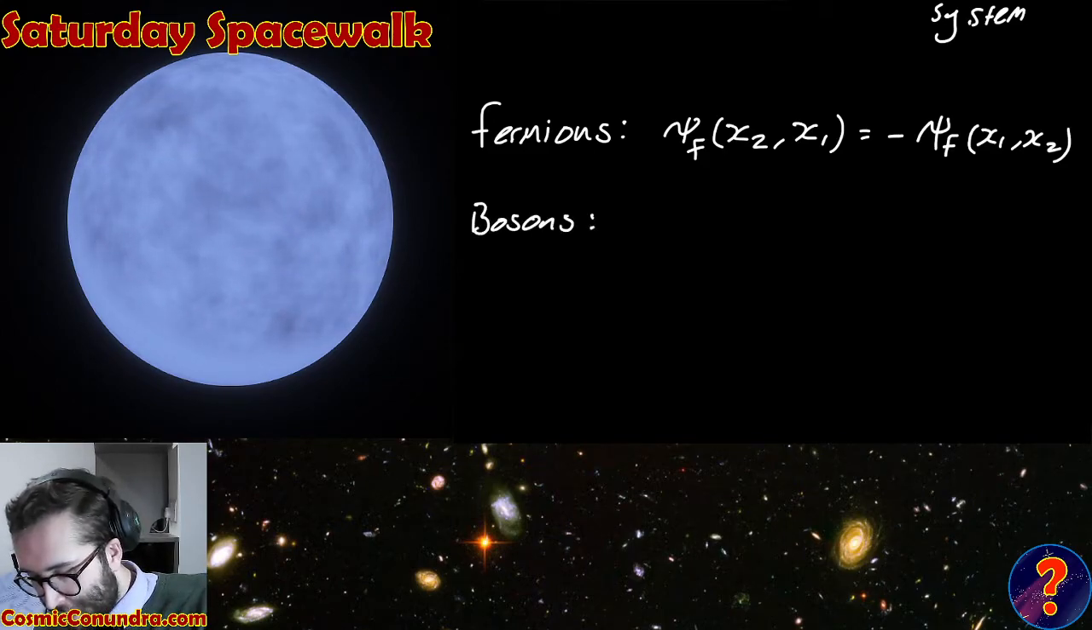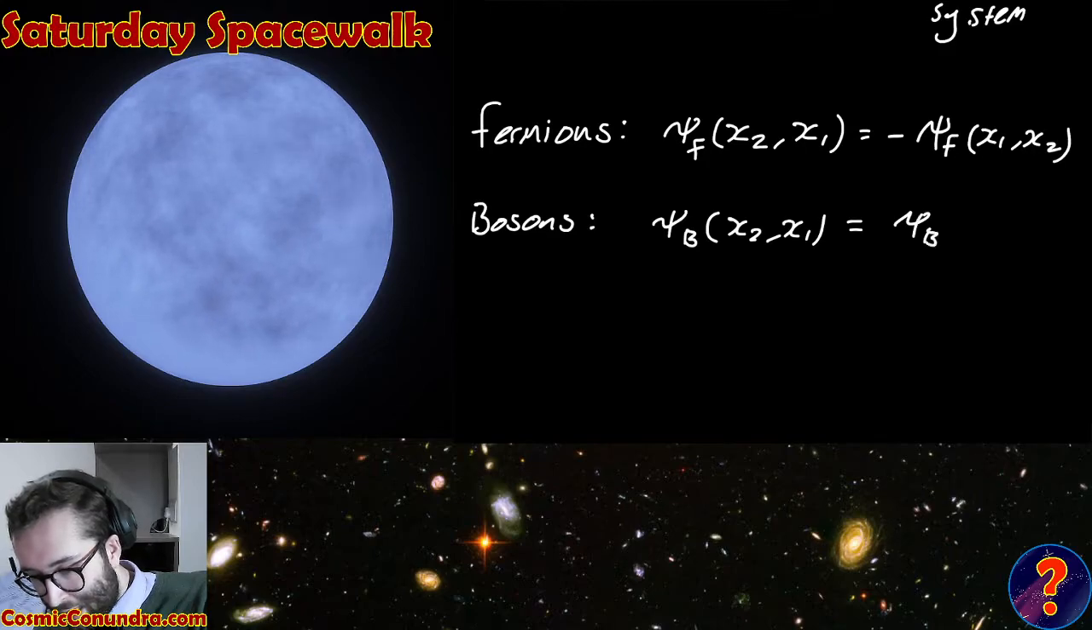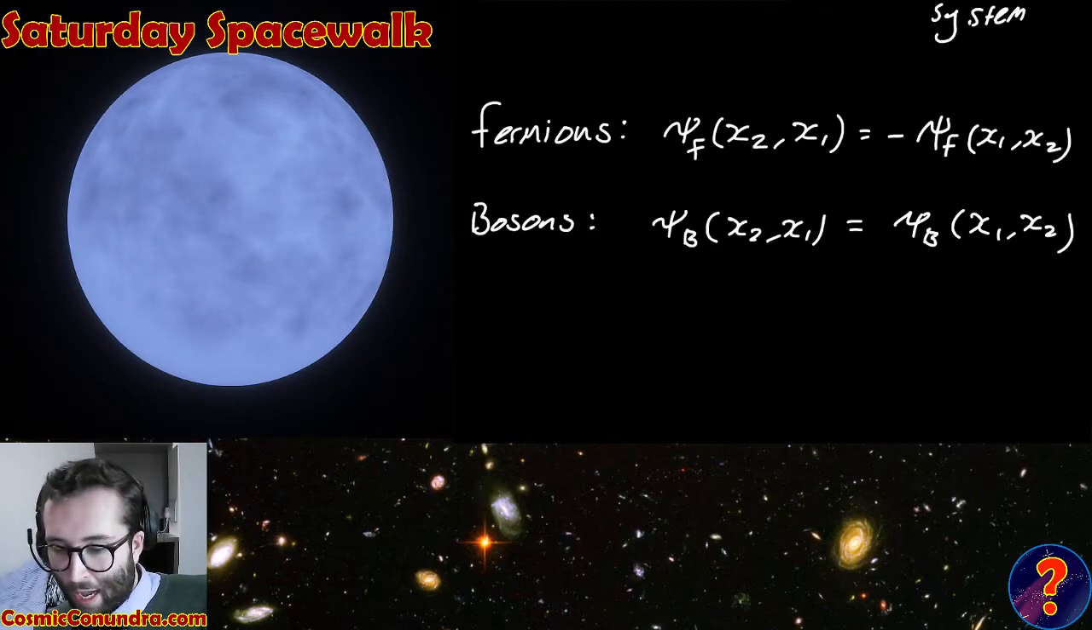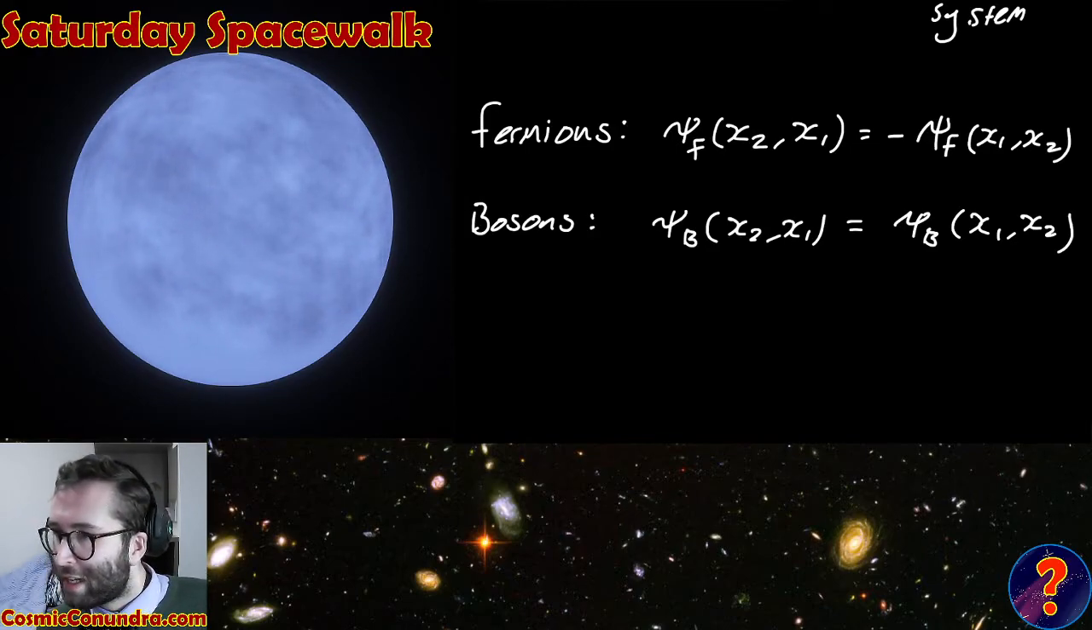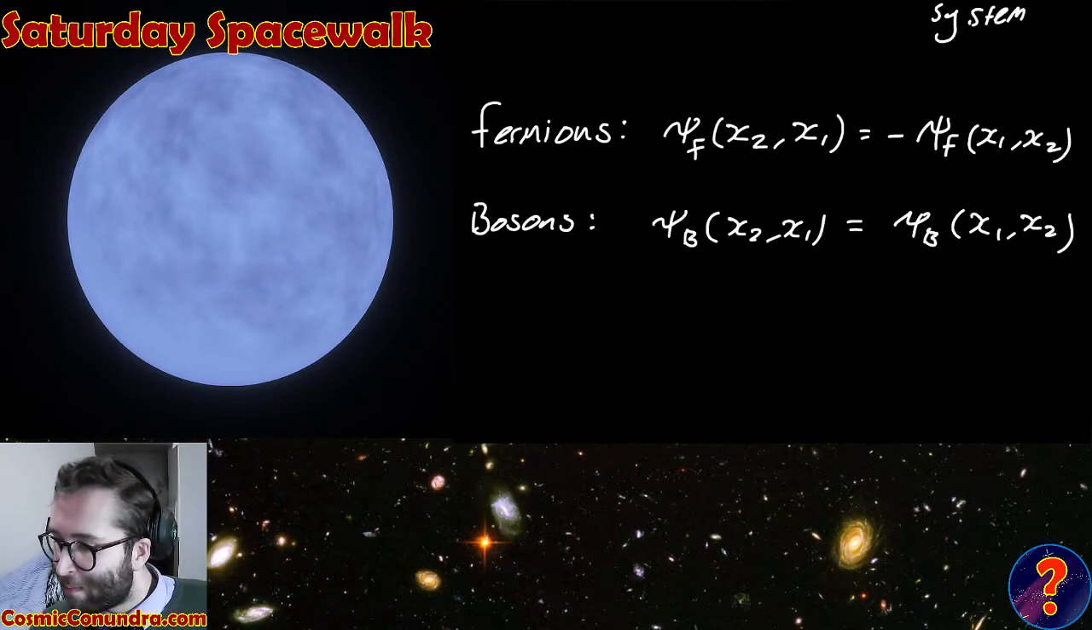Whereas for bosons, when you switch the labels or switch the positions of the particles, you actually get exactly the same wave function you had before. There's no flip in the sign. And the proof of this result is a very tricky thing to get to. It's called the spin statistics theorem.